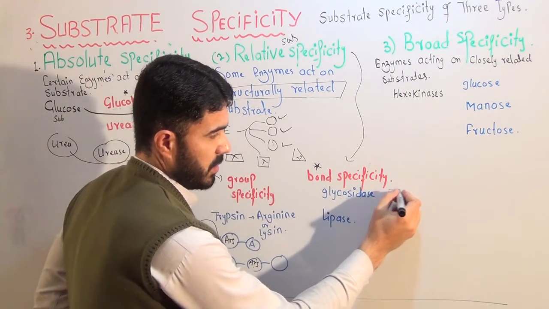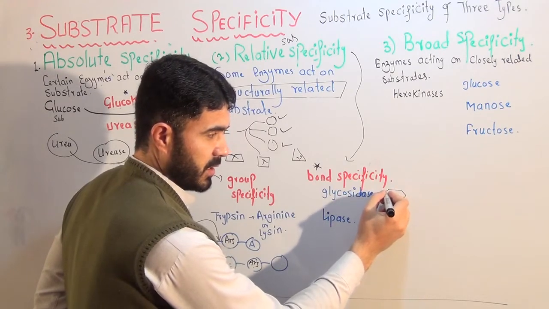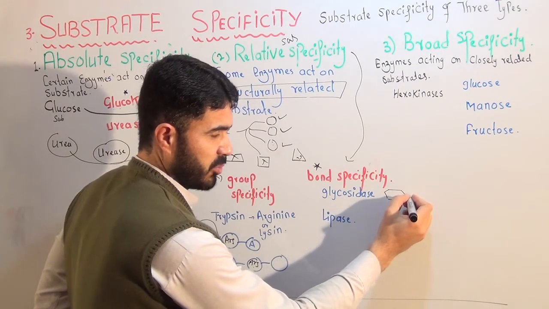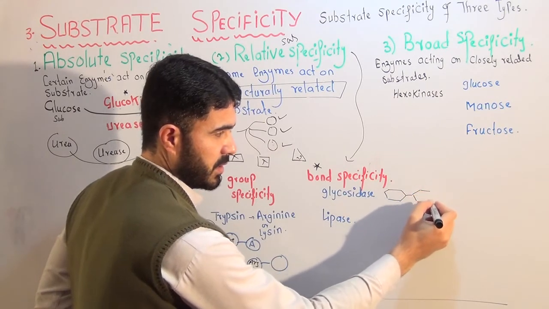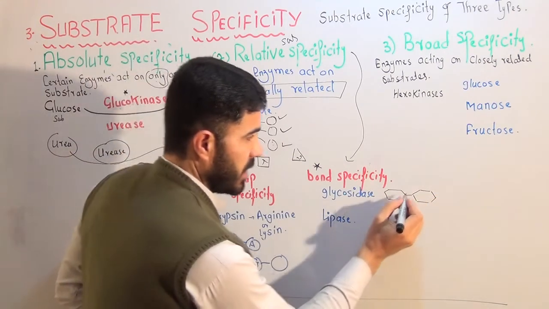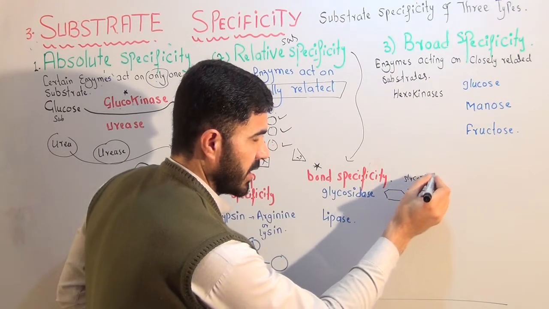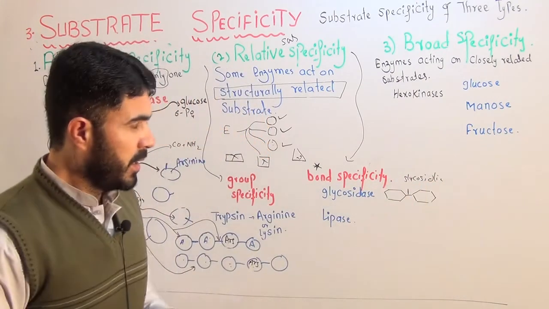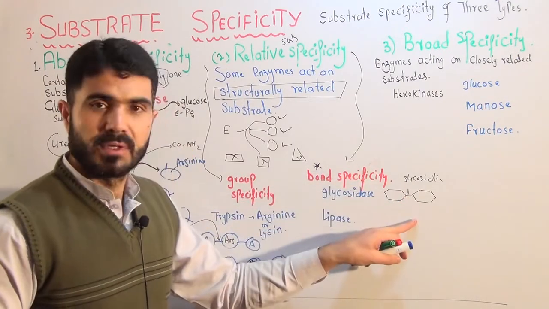Glycosidase acts on those substrates which contain the glycosidic bond. Let's suppose this is glucose, this is another glucose, and this is another glucose. Two glucose are there. Here the bond is what? The bond is glycosidic bond. If the glycosidic bond is there, it will act on it.